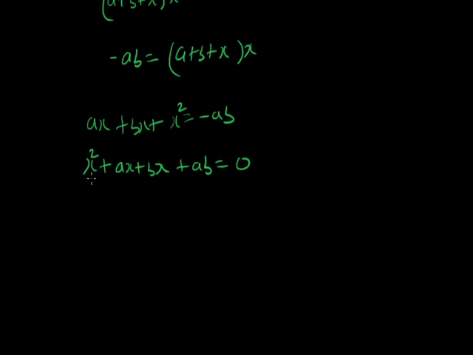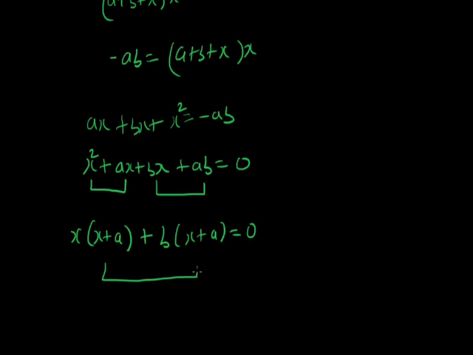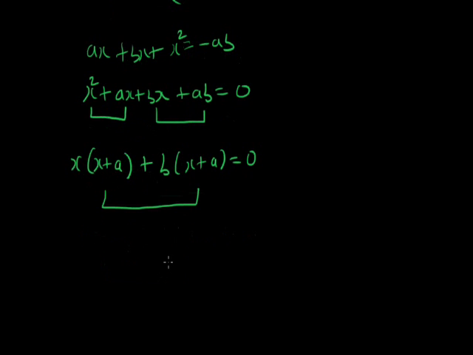Now from these two terms I take x common. So what is left? X plus a. And from these two terms I take b common. So x plus a is equal to 0. Now from these two terms I can take x plus a common. So what is left? That is x plus b is equal to 0.